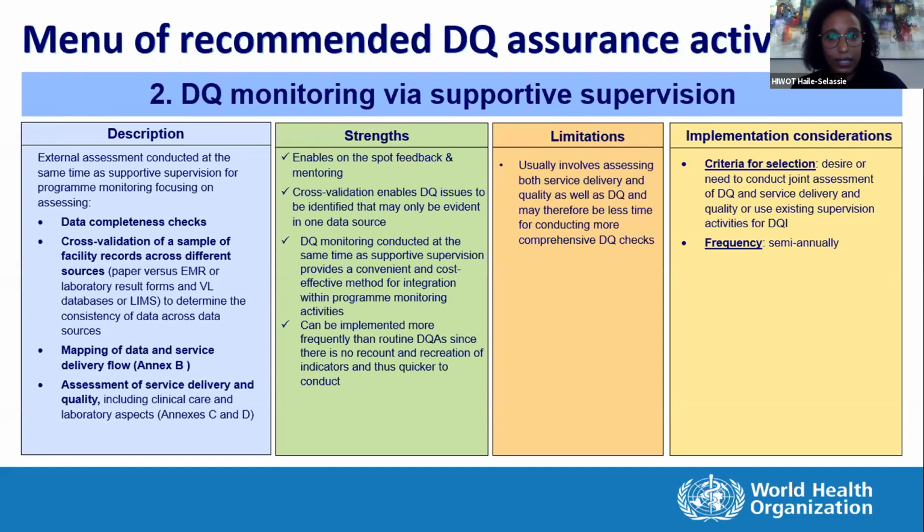Many of the strengths are similar to DQAs, and the criteria for selection is really if you're wanting to jointly look at service delivery and data quality. And given that you're not having to recalculate the indicators, this gives a bit more time, and so it can be done more frequently along with the supportive supervision activities that are already planned and happening in countries. So in terms of the limitations, obviously it's not as extensive or as in-depth as the DQAs. And we have the frequency here that we're suggesting, which is twice a year.